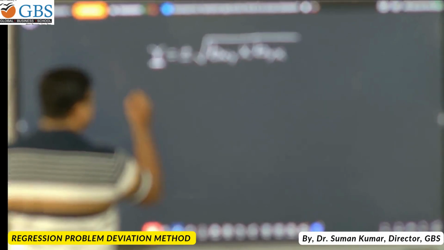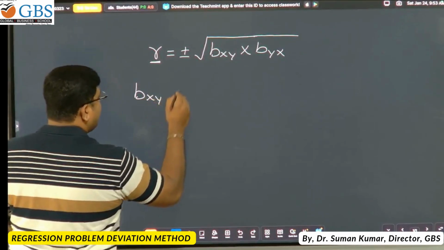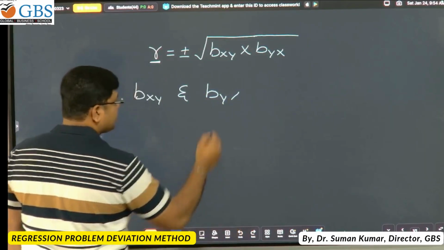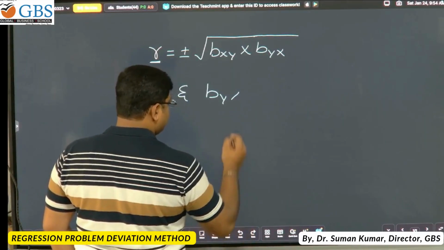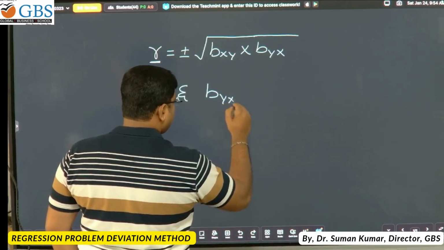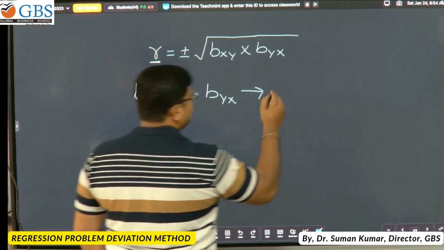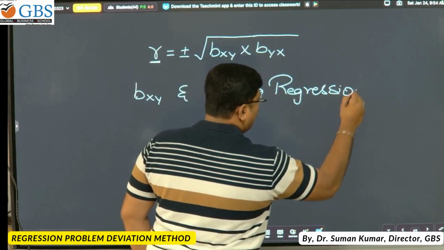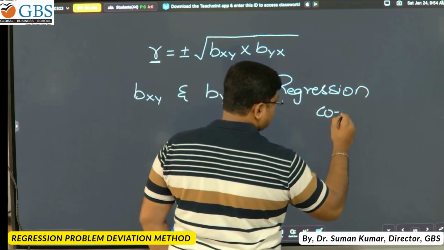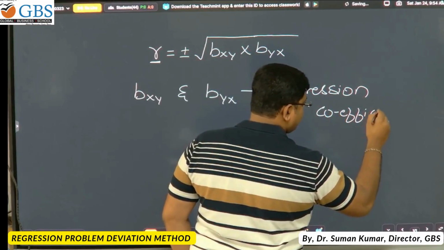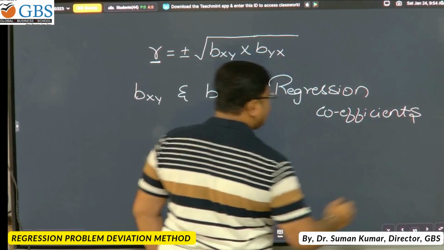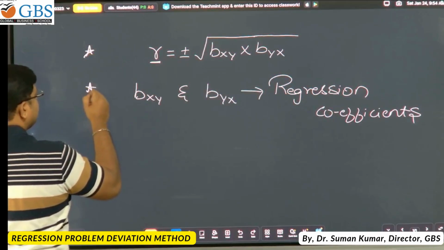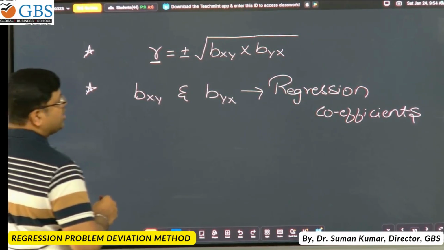So what are bxy and byx called? Come on, students. These are called regression coefficients. Please note it down. These two points are very, very important. Separately, you need to write down.